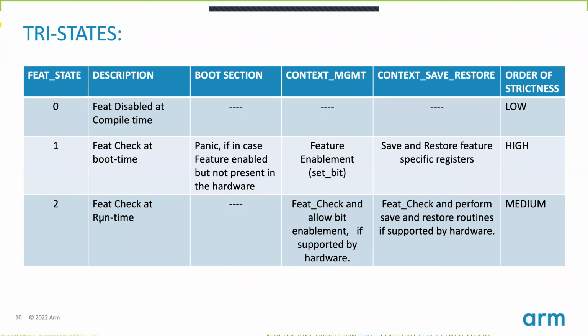And the next state is state 2. Here, for example, if I set the FGT build flag to 2, during the boot phase we don't do any check. We will allow the platform to boot. We will not be checking whether the features are present or not. But during context management and save or restore routine phases, we will be reading the ID registers, and then ensuring whether we need to enable the feature, and whether we need to save and restore those particular registers. This comes with an additional overhead wherein we'll be reading the ID registers again and again. But this has a particular use case. I'll be explaining further.